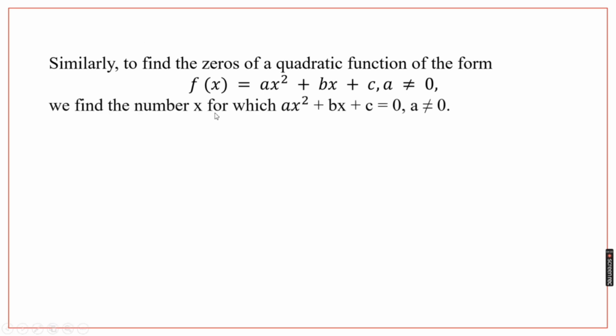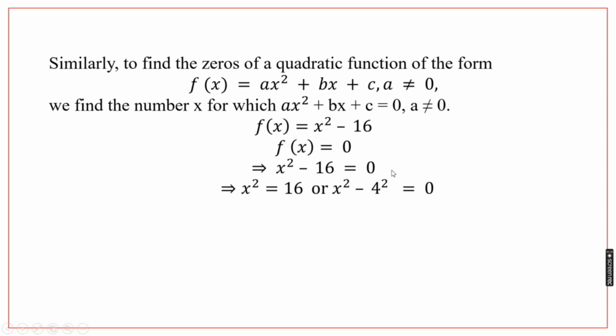So we find the number x for which ax squared plus bx plus c equals 0, with a differing from 0. It's the same: replace f of x by 0. For example, we have the function f of x equals x to the power of 2 minus 16. Yes, a differs from 0 because now a equals 1. Then to find the zero of this quadratic function, f of x equals 0. So x squared minus 16 equals 0.